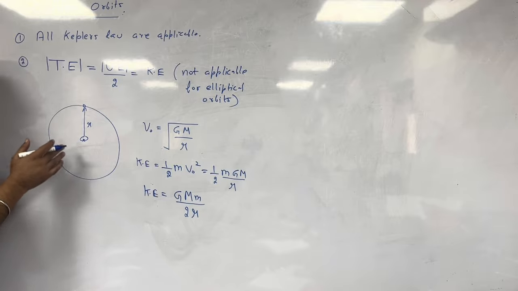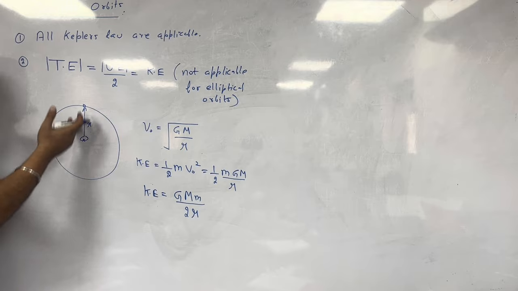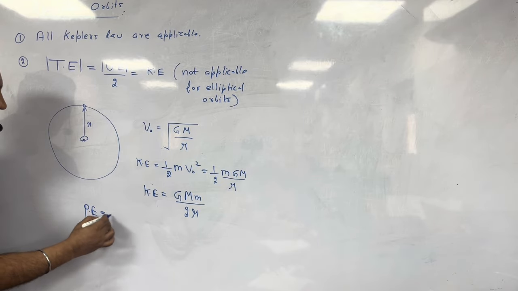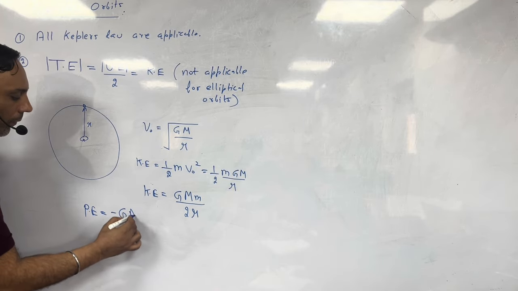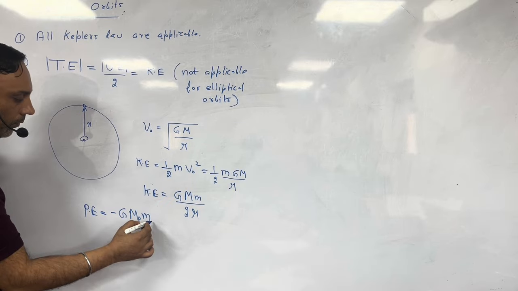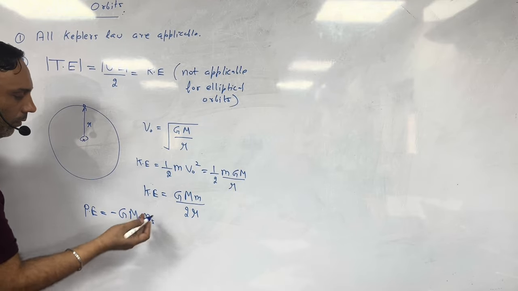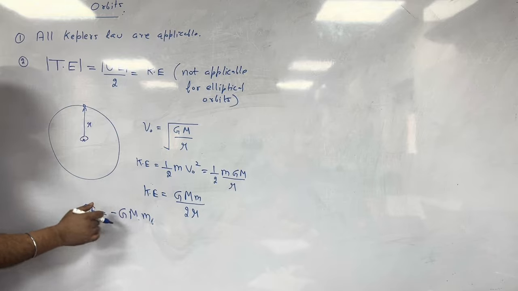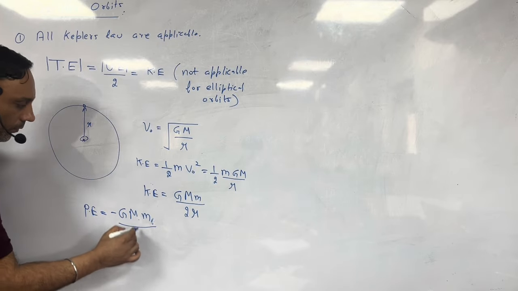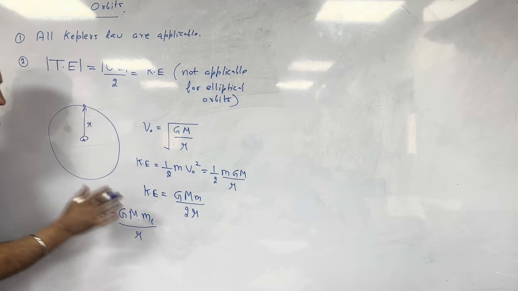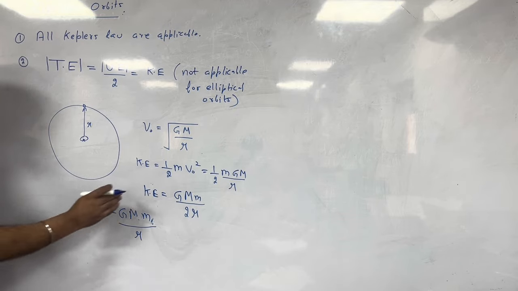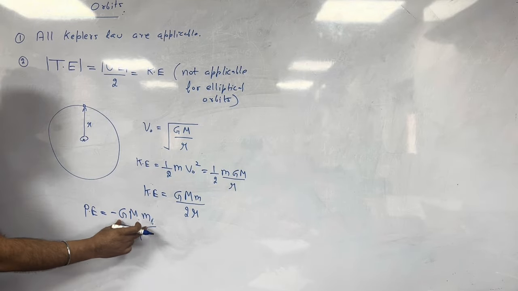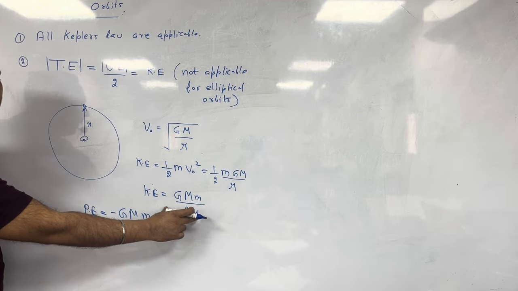Okay, what about potential energy? Potential energy is the property of the location of the particles only, right? So potential energy by the point mass formula is minus G capital M small m, because it can be either the Sun or a planet. So that is the potential energy formula, right? Kinetic energy, potential energy. So this quantity is double this in magnitude.